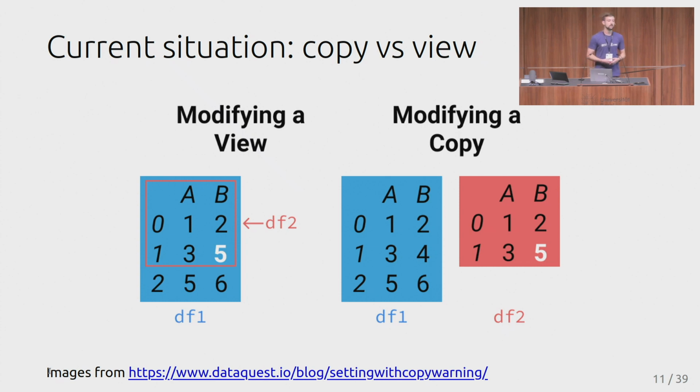In the case where you're modifying a view, both df1 and df2 will have changed because, after all, they are sharing the same exact data. Whereas when you have a copy, you can modify just the value in df2 without touching any of the values in df1. And that's exactly why Pandas is raising that warning.